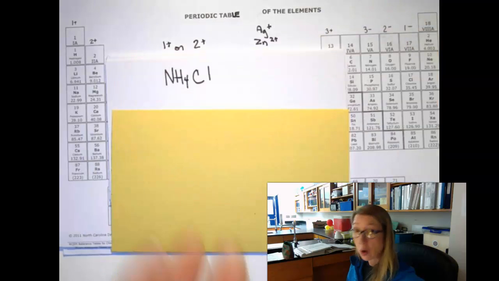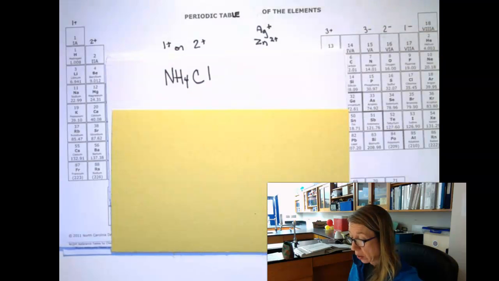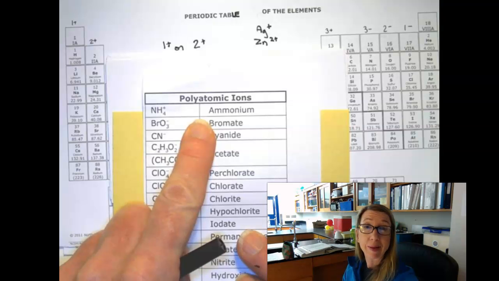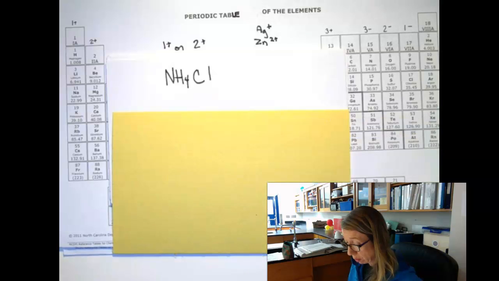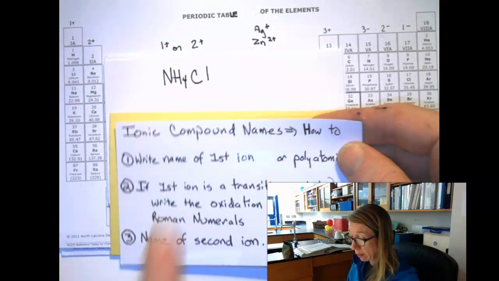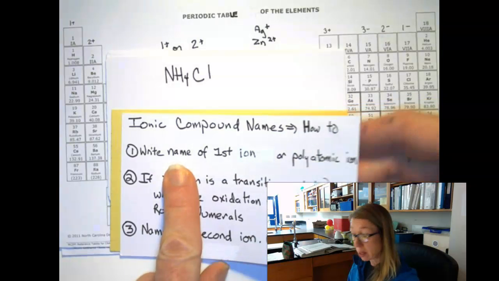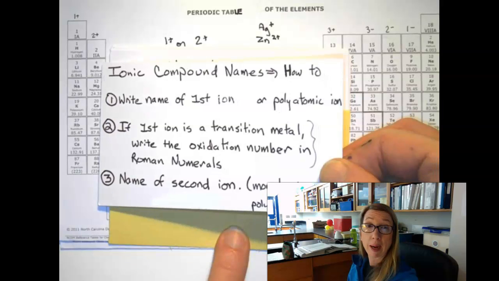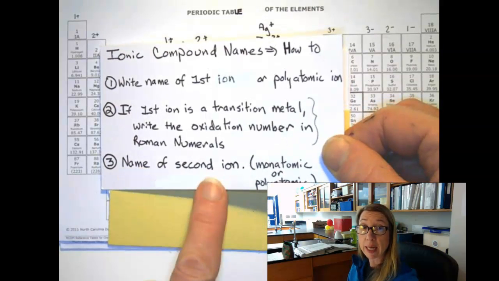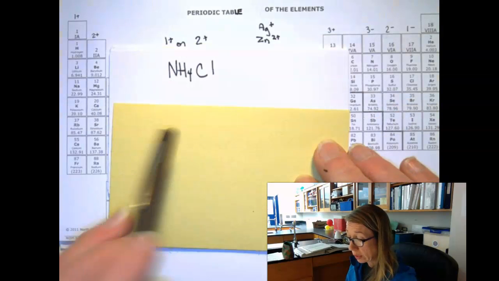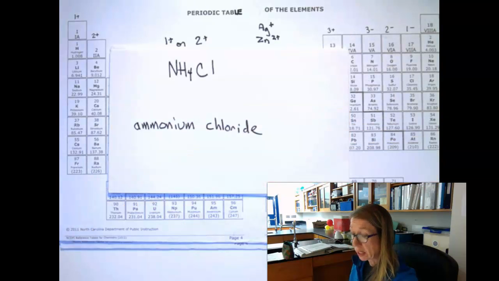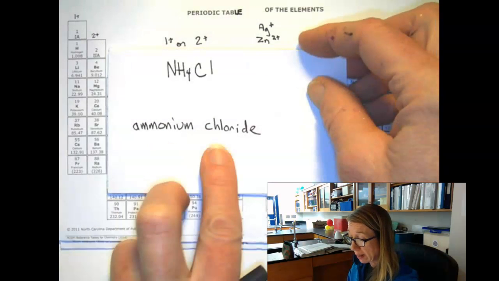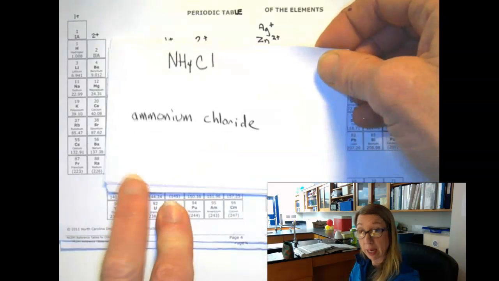Let's try another one. Ooh, NH4Cl. Wow, okay, so we have NH4 is our only positive polyatomic ion. It's the only cation. So what we would do is we would follow the recommendations, write the name of the first element or polyatomic ion. The only one we have is ammonium. And then if the first one's a transition metal, well, polyatomic ions aren't transition metals. And then the name of the second ion. Well, we have chlorine, which is not a polyatomic ion. So this would end up being ammonium chloride. You just write the name of the first element or polyatomic ion, and then the name of the second ion or polyatomic ion, and you're good to go.